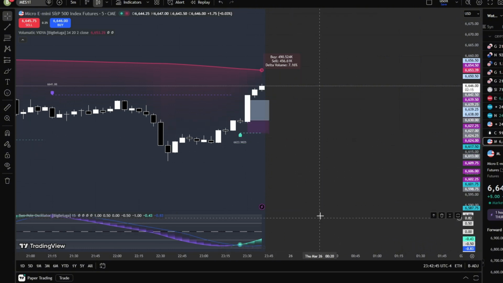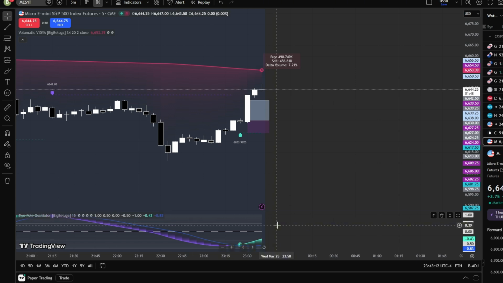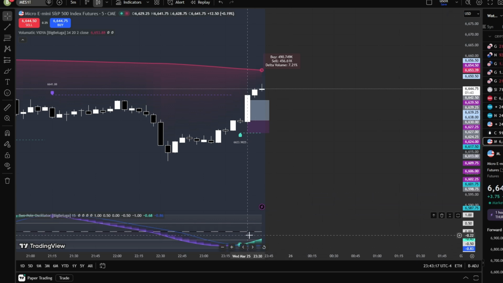Then we wait until the oscillator line is below 0.5. So right here, this line, and then 0.5 as well. So 0.5, -0.5. If you're looking for a buy, you want it to be -0.5 or below. If you're looking for a sell, you want it to be above 0.5. It's really important, or else it won't work. If it's in between, it will be a shitty trade, I'm guaranteeing you.